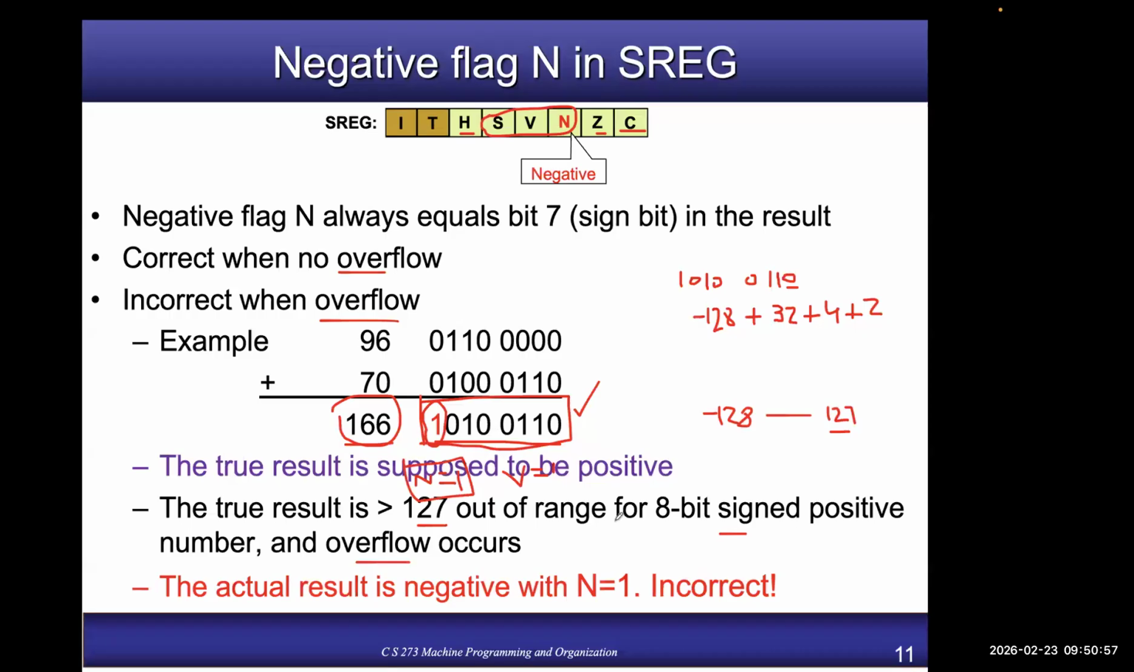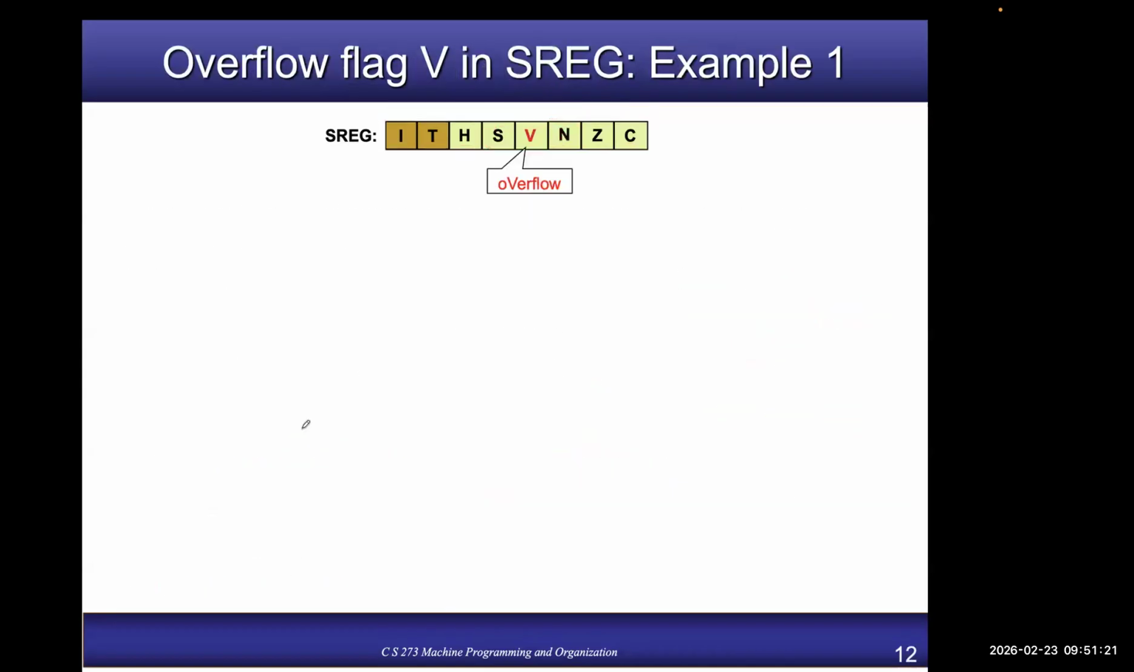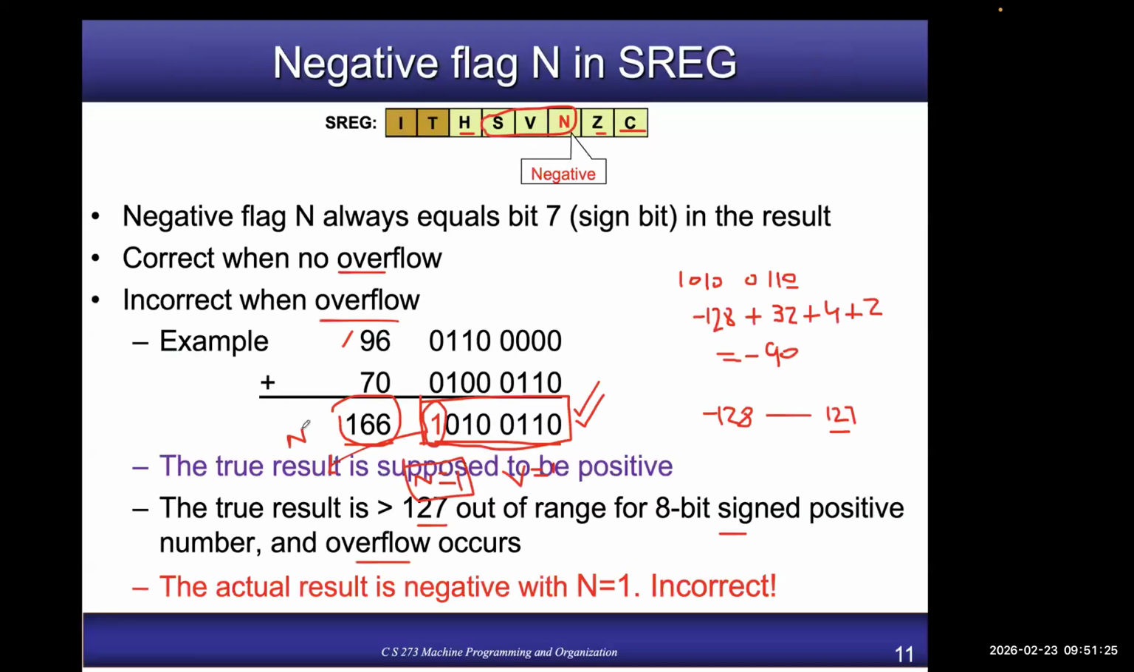So the result stored in your register says that the result is equal to minus 90, right? Which is wrong. When you add two positive numbers, the result is always positive. So it means that we cannot trust the N flag, because the N flag is 1, which is wrong because there is overflow. Any question on the previous slide?